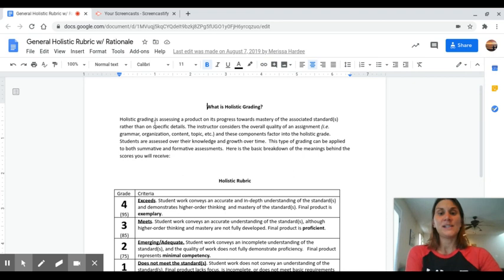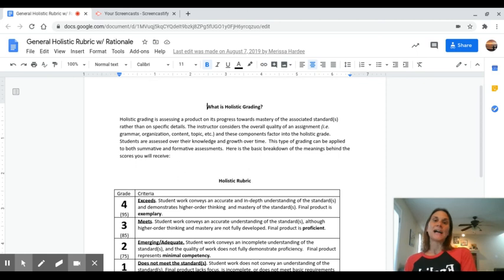So holistic grading is basically when I look at a paper and I'm assessing its progress toward mastery. What that means is that I, as a teacher, believe that learning follows sort of a cycle. We go from not knowing something to sort of knowing something to knowing it and then to knowing it really well. And so what I'm assessing is where are you on the path to mastery, right? So that's what holistic grading allows me to do. And it allows me to look at the big picture rather than looking at little details of your writing and of your thinking. So basically what I do is I consider the overall quality of the assignment.